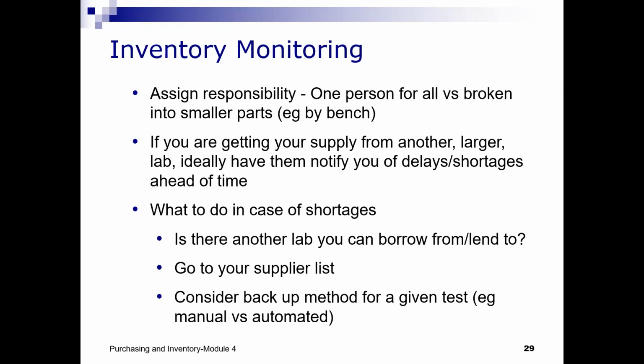Or sometimes you might end up in a situation where you really just can't get any more of this particular test. So say you're running the test on an automated platform, but you might have to go back to doing the test manually. That's something to keep in the back of your mind in case of shortages: have backup methods for a particular test. But of course, that requires its own set of supplies. So this can be the tricky situation, when you run out of supplies and you have to scramble a bit.